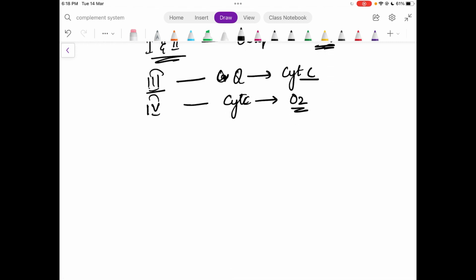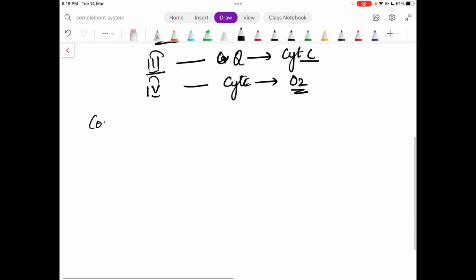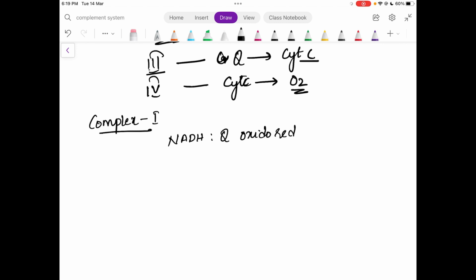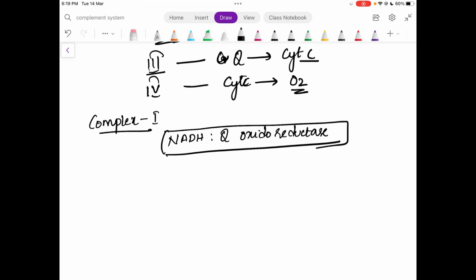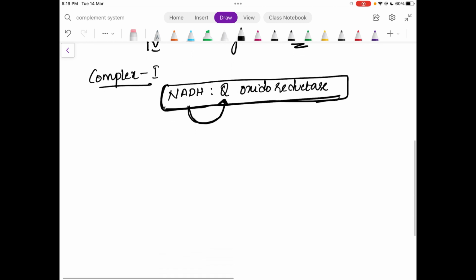Now we'll look in detail about each complex. First we'll see complex 1. What happens in the complex 1? This complex 1 is also called as NADH Q oxidoreductase. Why are we calling this NADH Q oxidoreductase? Because from NADH electrons are transported to Q. That's why it got another name called NADH Q oxidoreductase.